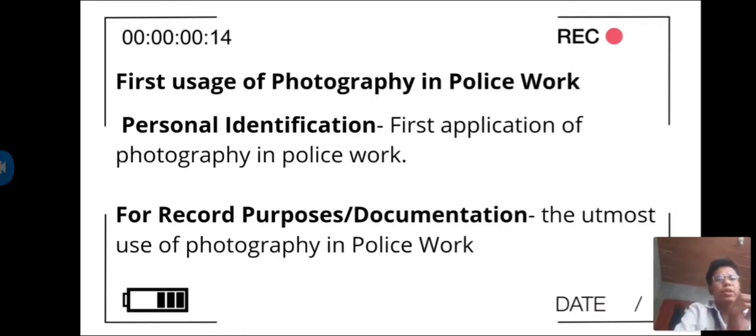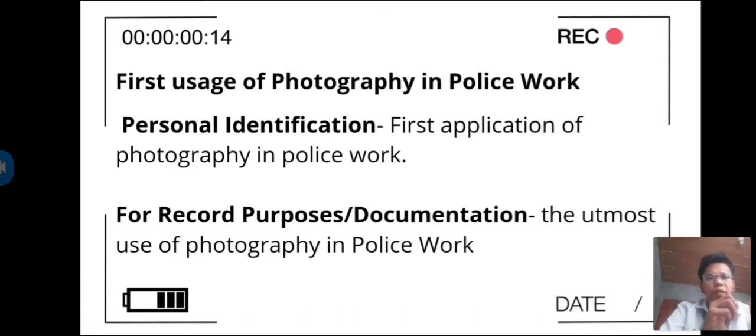Next one is the usage of photography in police work. We have two. Okay? Itong personal identification, this is the first application. Take note of the word first application of photography in police work. Okay? Wherein ang unang police officer na gumamit nito is si Alphonse Bertillon, which is now known to be the father of personal identification. Okay? Wherein ginamit niya ang photography sa mugshot, or kung alam niyo yung mugshot, yung wherein kung may criminal, meron silang hawak na paper or something, tapos meron silang info doon, nakalagay yung info nila doon, that is mugshot.